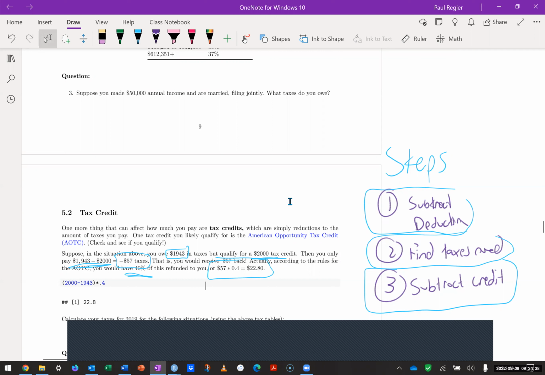So a lot of rules, a lot of situations that change taxes, but these are the basic steps. If you can identify these three, you have a really good understanding of taxes. And when you work through a problem, do it in this order. Subtract the deduction, then find the taxes based off your bracket, and then subtract your tax credit.